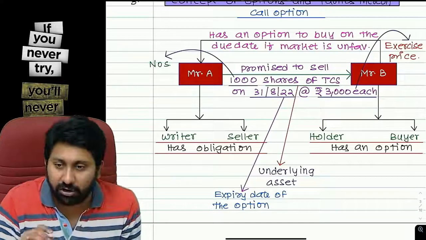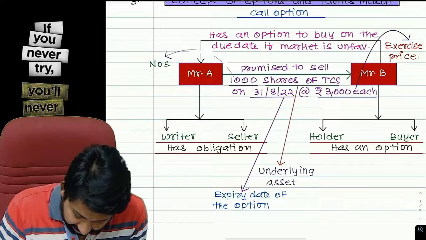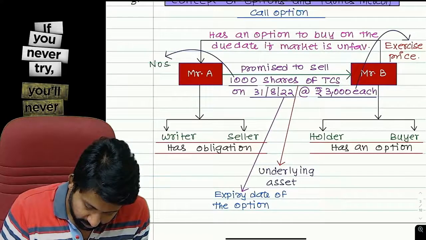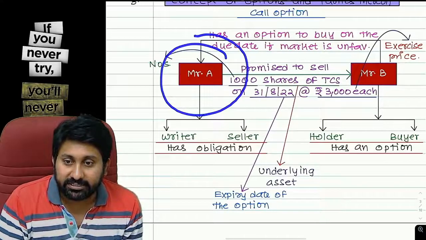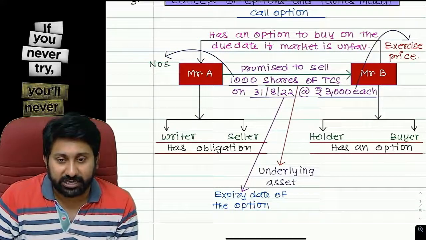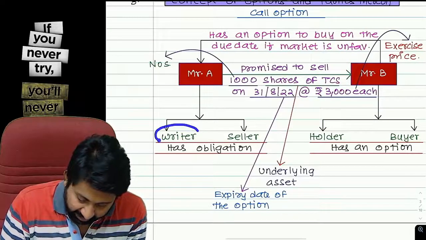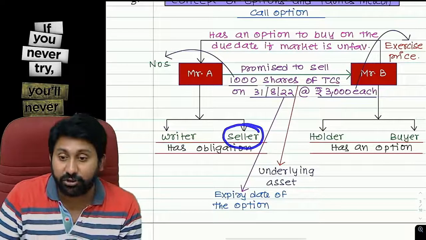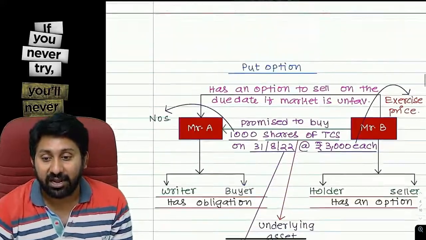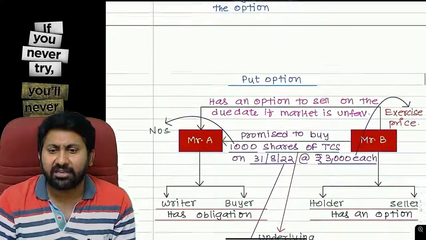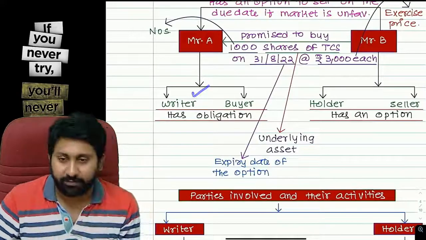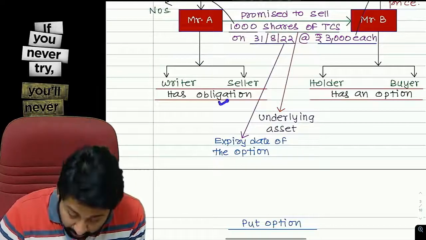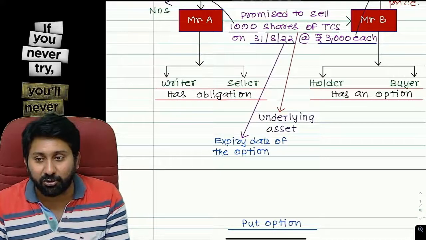So here the terminology is important. A is the person who is promising to sell, and that person is called a writer. He will sell you the option. You can't understand this meaning unless I show you this example. As of now, understand he is a writer. He has an obligation, not an option. Option to whom? Option to B.